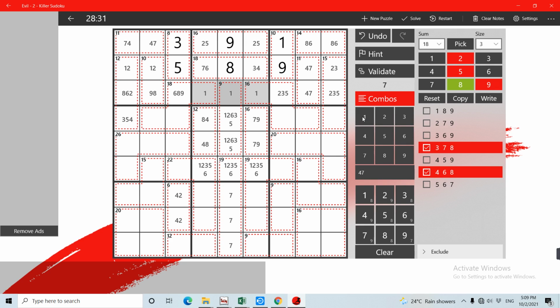Okay. Now, what are the remaining 3 numbers here? 1, 2, 3, 4, 5, 6, 7, 8, 9. Now this we cannot have a 7 here. And I cannot have a 7 here. I cannot have a 4 here.